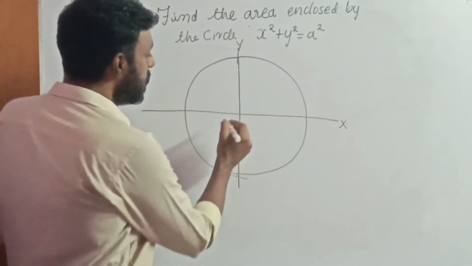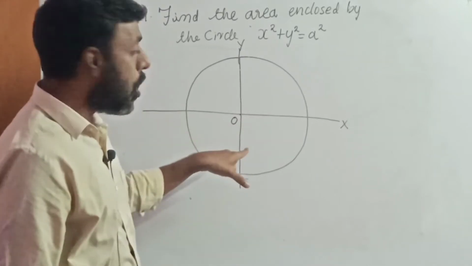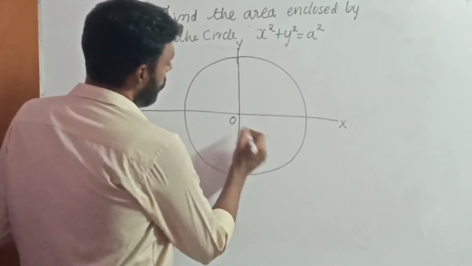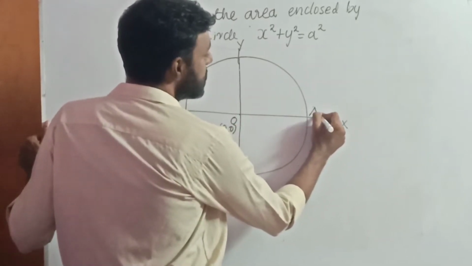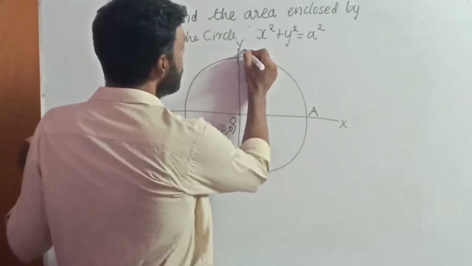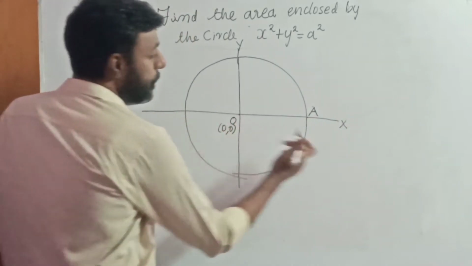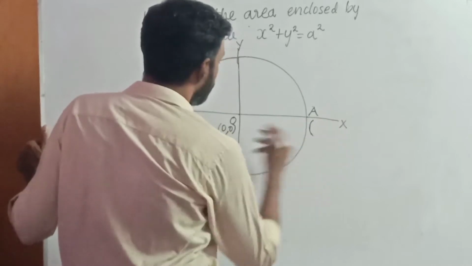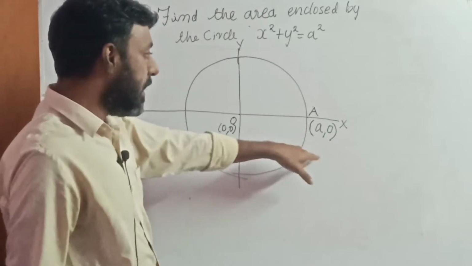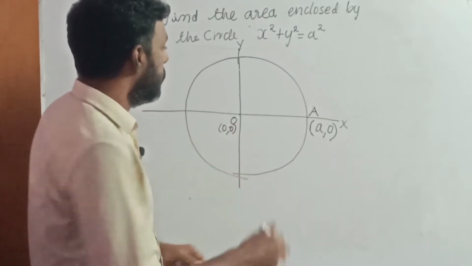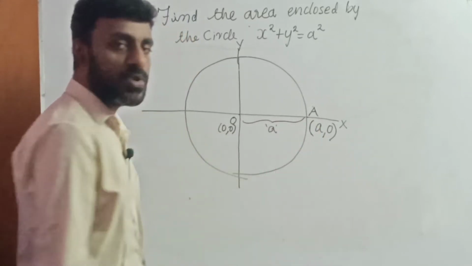Okay, now I'm going to mark this point as origin O. Origin O will have the coordinate 0, 0. This point is named as capital A. So if this is 0, 0, this coordinate will be A, 0. The coordinate at A will be A, 0, right? Which means that the length of this portion is A.